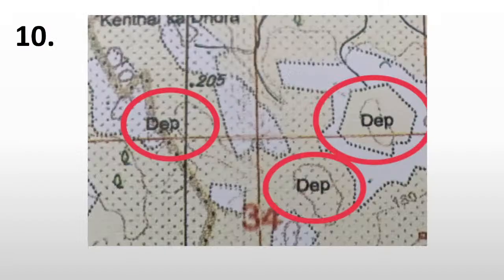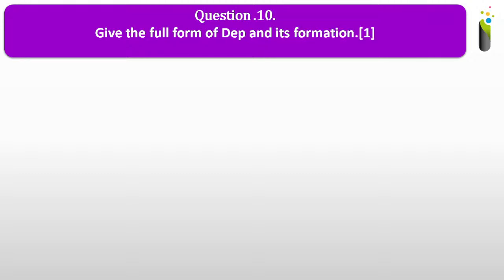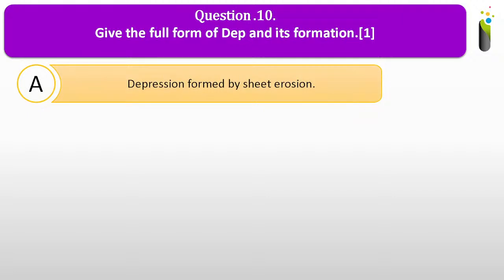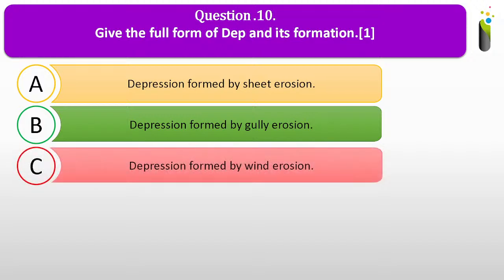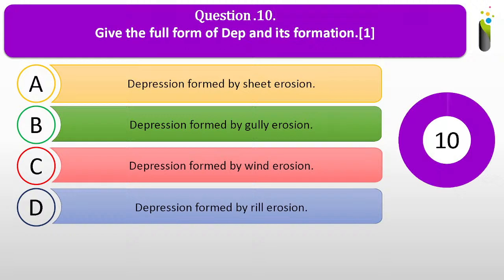Now for question number 10, look on the screen and the encircled areas, which are encircled in red ones. Look at this particular picture perfectly because the question is based on the same. And the question reads, give the full form of DEP and its formation. A. Depression formed by sheet erosion. B. Depression formed by gully erosion. C. Depression formed by wind erosion. D. Depression formed by rill erosion.